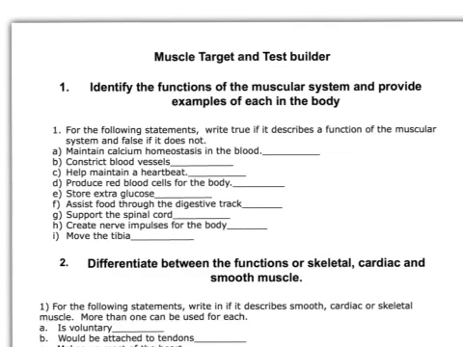I lied to you. So alright, right off the bat, maintain calcium homeostasis in the blood. Right off the bat, we have a lie. That is false. That is a function of your skeletal system. Your muscles use the calcium, but they're not responsible for maintaining the homeostasis. Your bones do that. Your osteoclasts, osteocytes, that fun stuff.